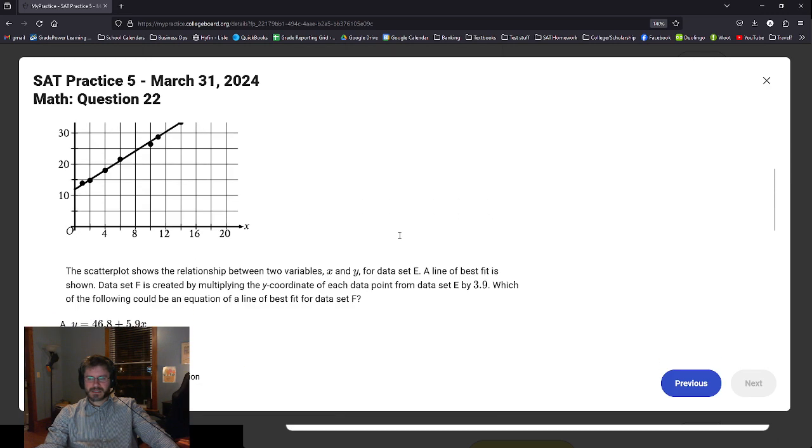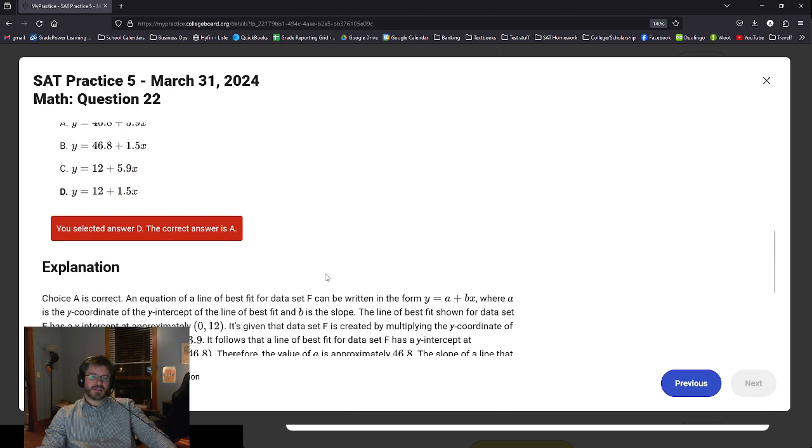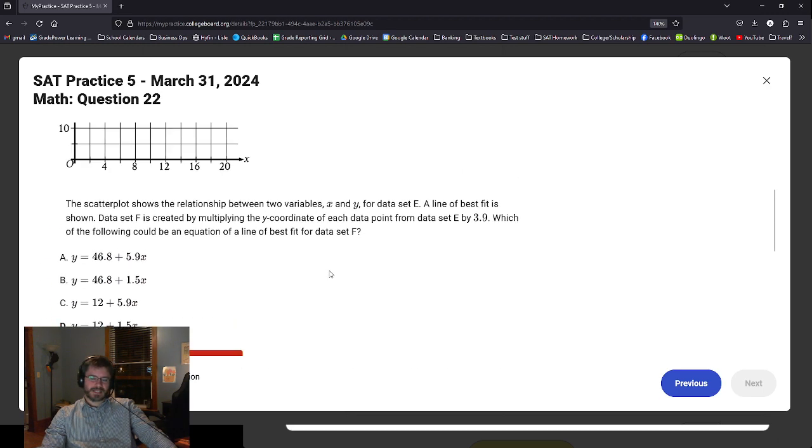Let's read this. F is created by multiplying y coordinate of each data point from E. E is, oh my God, did I do it again? I didn't read the stimulus. I didn't read the stimulus. XY for data set E. Data set E is formed by multiplying the data set F by 3.9. What could be the line of best fit for data set F?